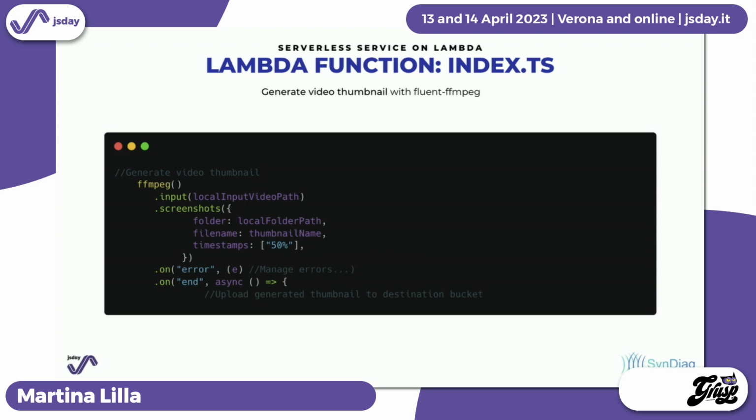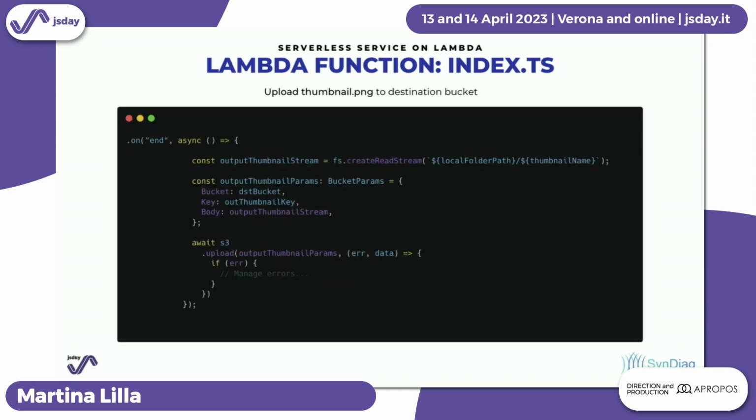The other operation we were interested in, and that we can also perform in parallel, is the thumbnail extraction. As I showed you before, we can use the screenshots method of the fluent-ffmpeg library to extract the thumbnail for our video. And as in the previous case, with the video conversion, when the thumbnail extraction ends, we can proceed with the upload of the thumbnail in our destination bucket.